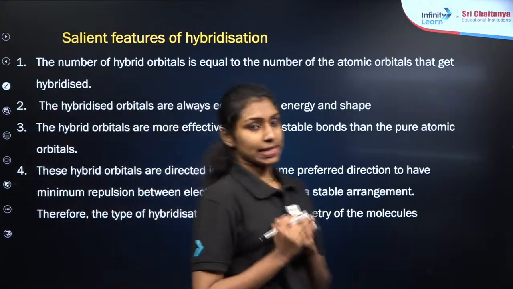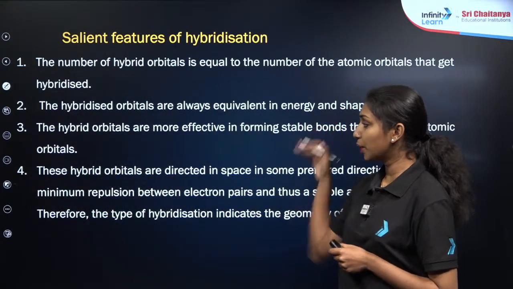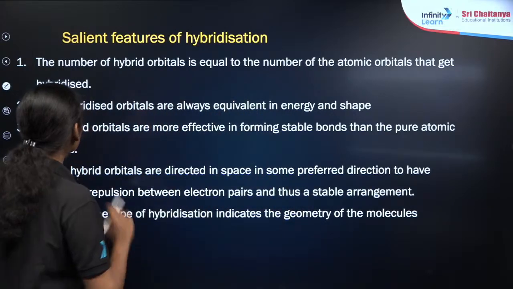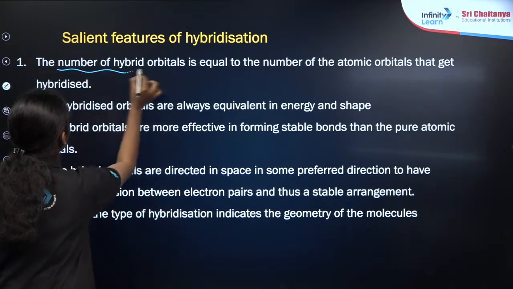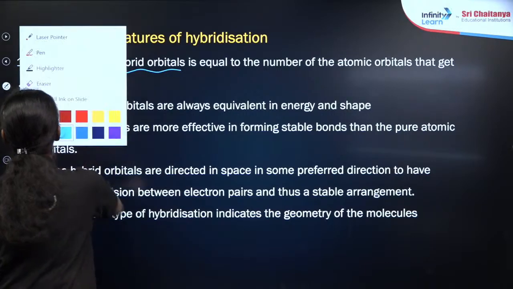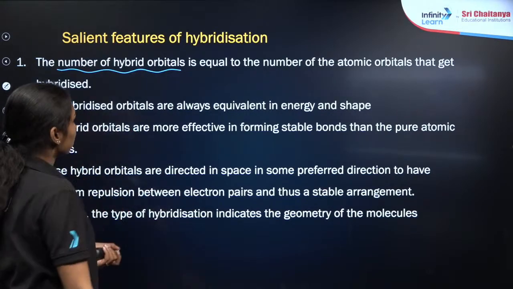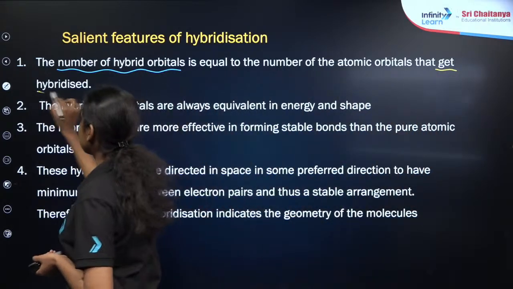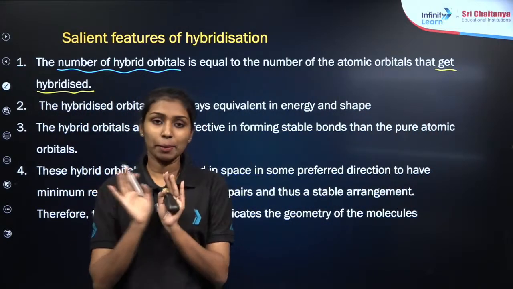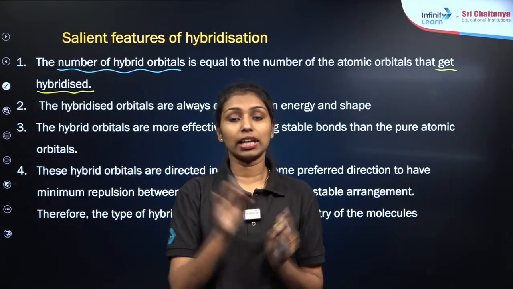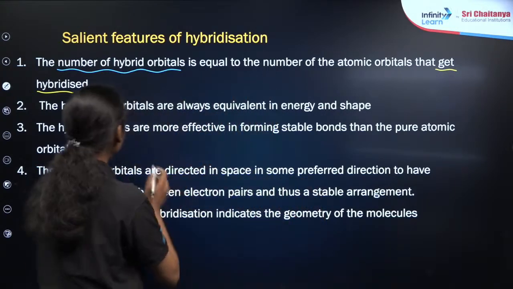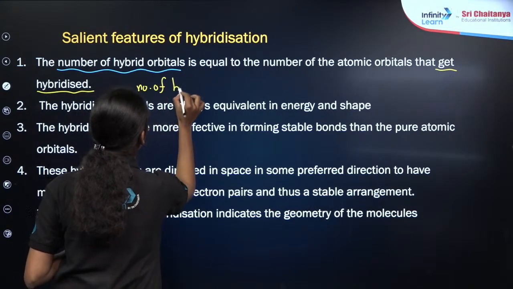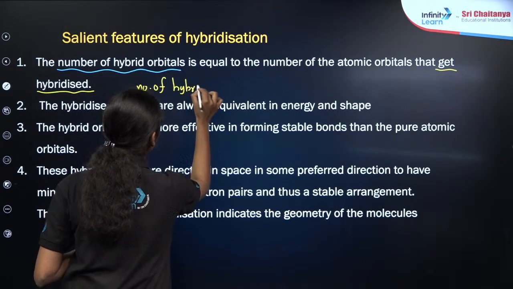So first of all, we have to discuss the features of hybridization. There are 4 important points given in our NCERT textbook. The first one is the number of hybrid orbitals. The number of hybrid orbitals is equal to the number of atomic orbitals involved in the hybridization. In hybridization, the atomic orbitals intermix with each other. So we can say that the number of hybrid orbitals formed as a result of hybridization should be equal to the number of atomic orbitals involved in the hybridization.